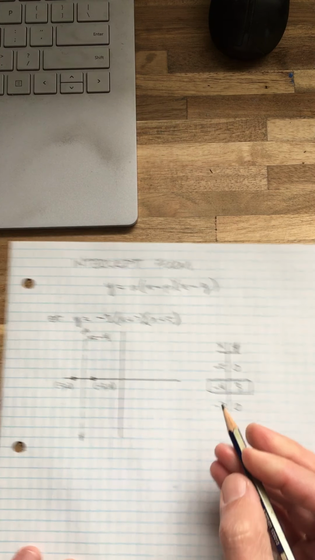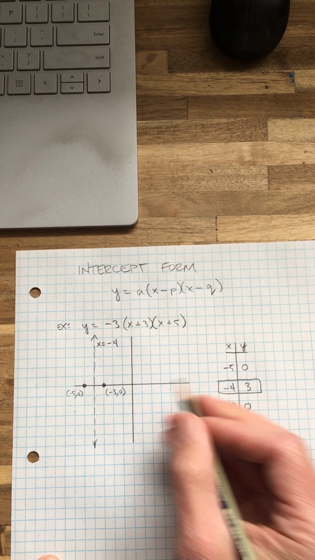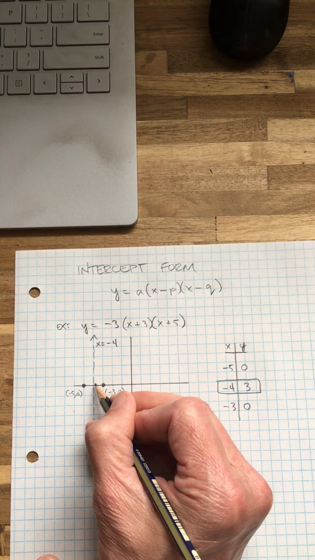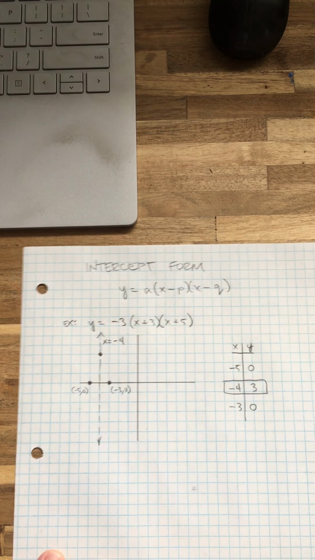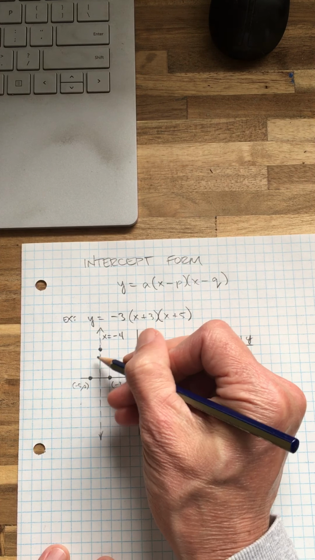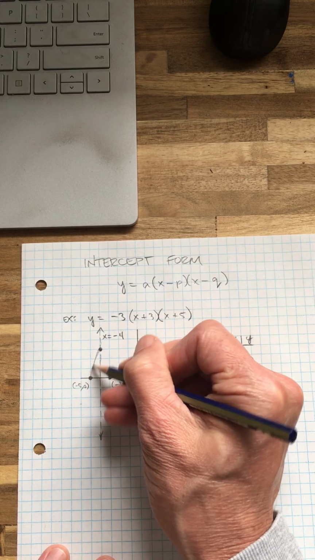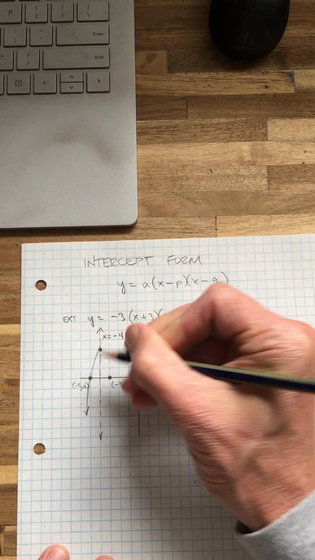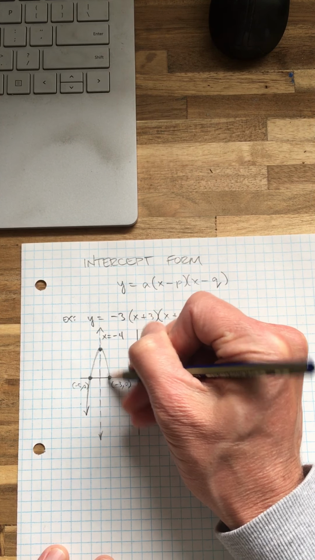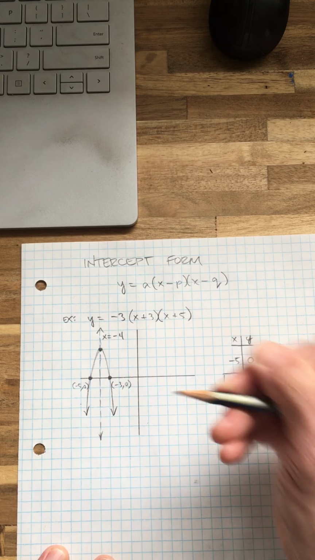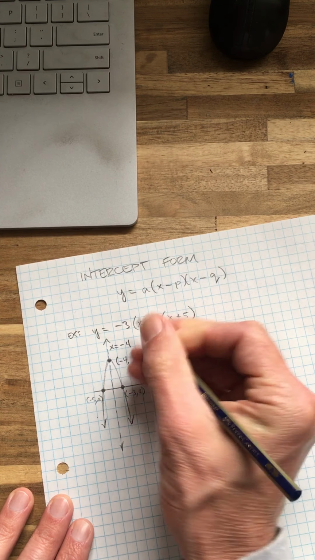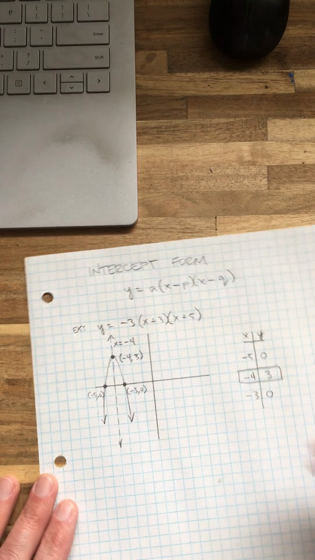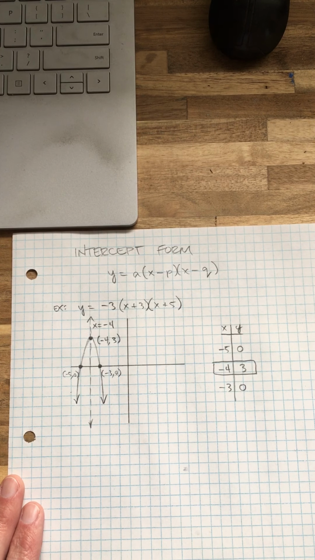Now plot the point, -4, 3. So we go 1, 2, 3, -4, 1, 2, 3. And there is my vertex, and here's my parabola. So you just draw in that curve here. All right, and there's my vertex point. My vertex is -4, 3, okay? It's basically how it's done, okay?